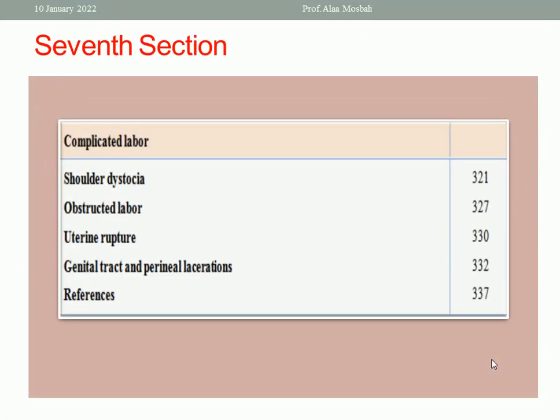Then let us go to the seventh section with complicated labor, starting with shoulder dystocia, which is a very important emergency, and also what is very important, which is obstructed labor and uterine rupture, and also the genital tract and perineal lacerations. And this section ends with references at page 337.